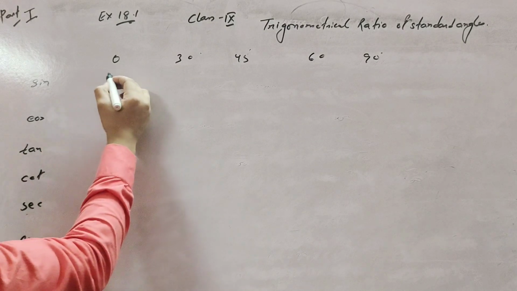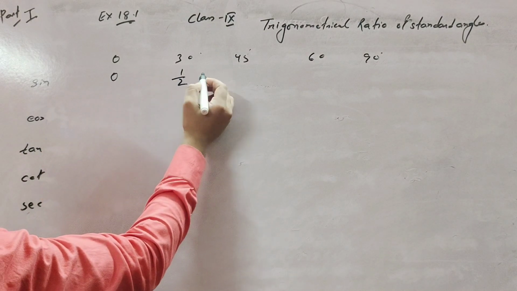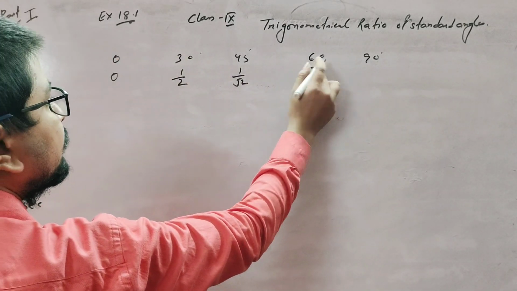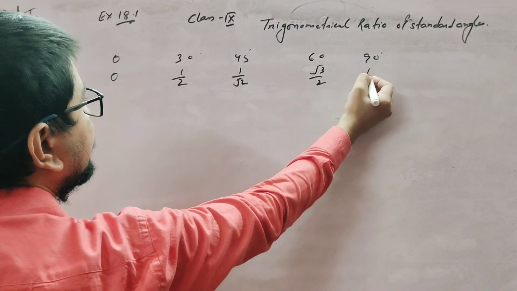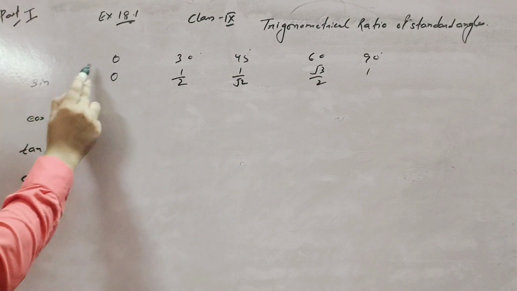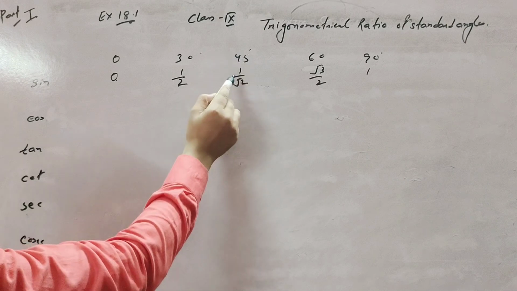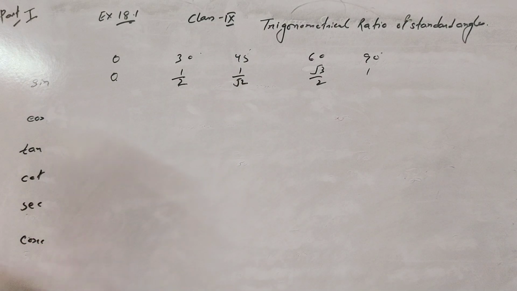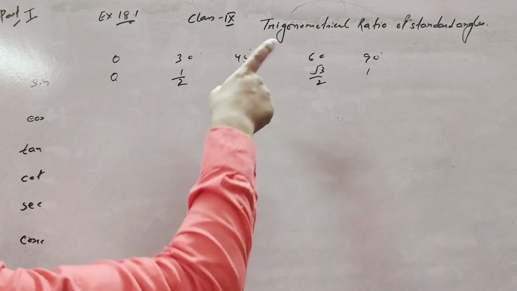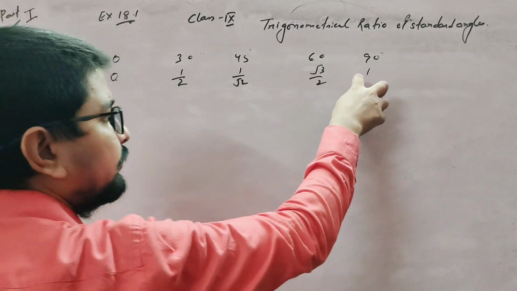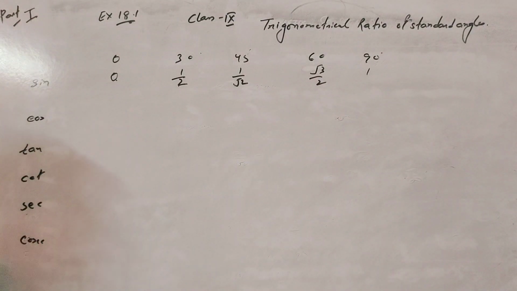So the sine values are 0, 1 by 2, 1 by root 2, root 3 by 2 and 1. Clear? Sine 0 value is 0, sine 30 value is 1 upon 2, sine 45 value is 1 by root 2, sine 60 value is root 3 by 2 and sine 90 value is 1. Okay, so you reverse this process and you get the values of the cos.